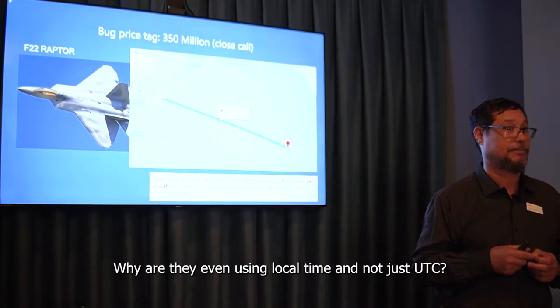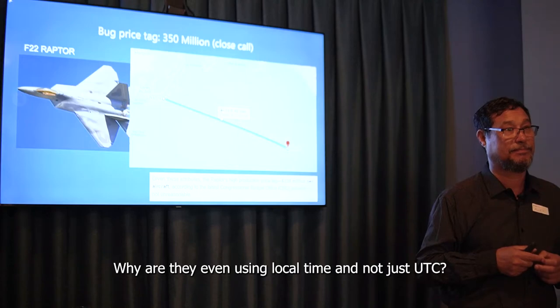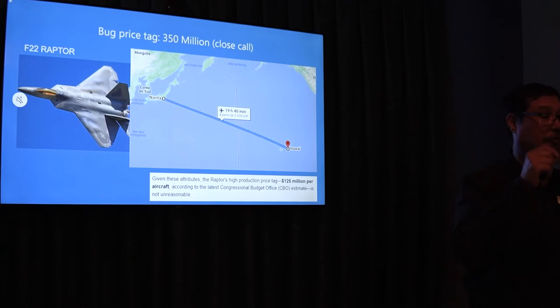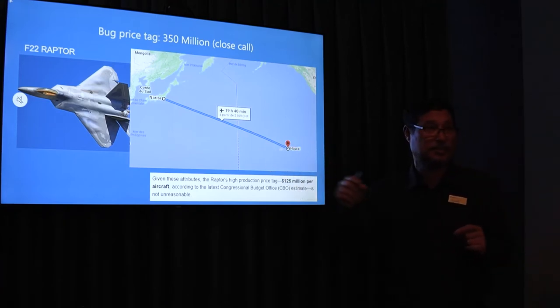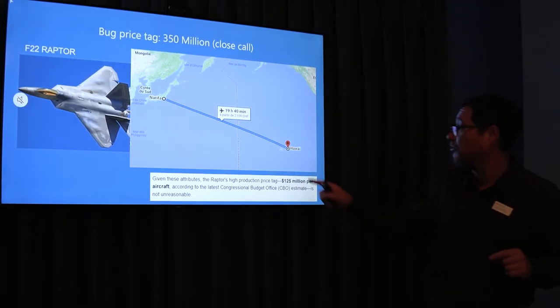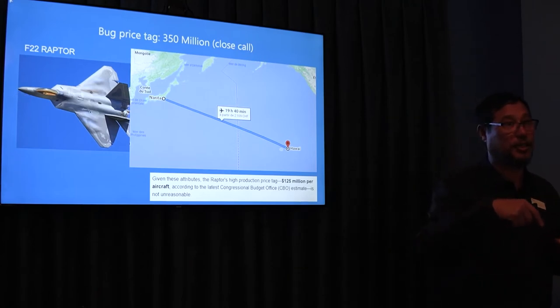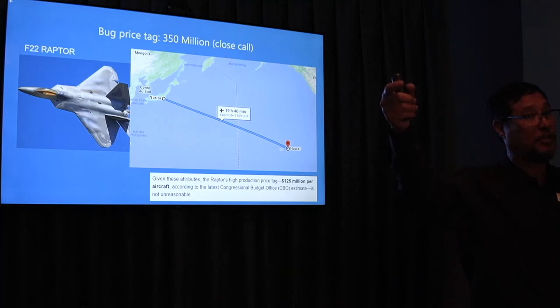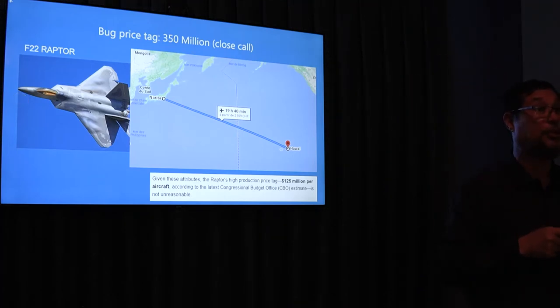Why are they even using local time and not just UTC? Because UTC changes also. So this is where you got the problem, because the date is also changing for most of the computers, they're changing a full day. So when I'm about on that side, if I look at my computer, it will tell me I'm going to arrive tomorrow. And then when I cross the line, the thing is going to be updated on my flight management computer.